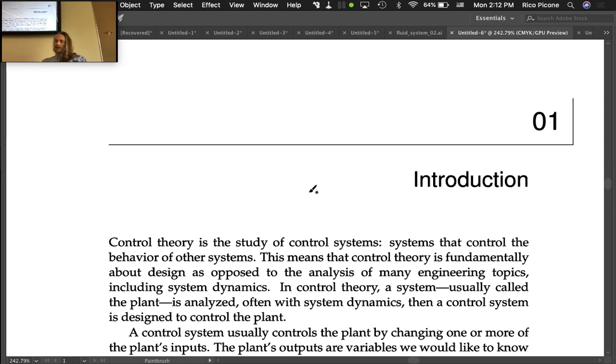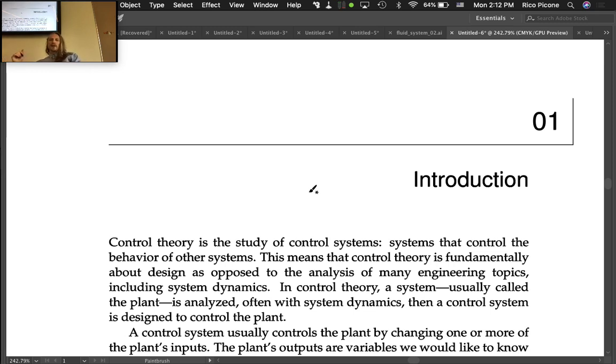So let's get an introduction first. Control theory is the study of control systems, which are systems that control the behavior of other systems. Okay? Pretty basic definition. We want to study a system that is there to control another system. How do we do this? How do we analyze these control systems? How do we design them?